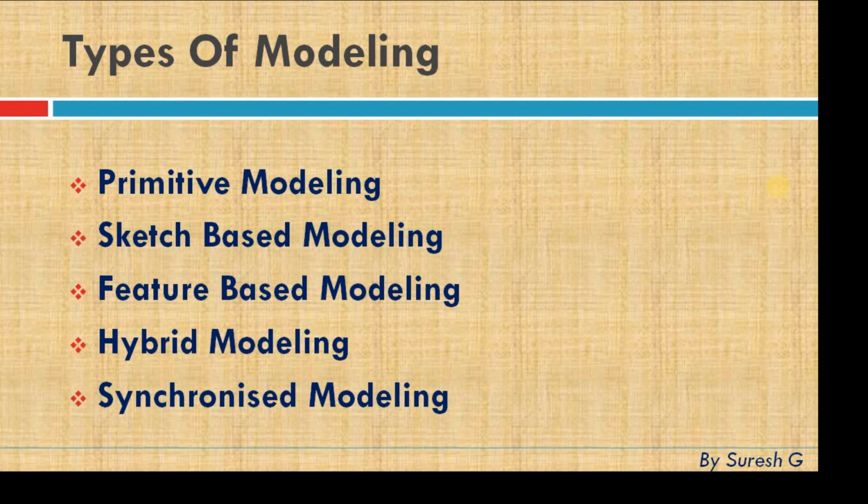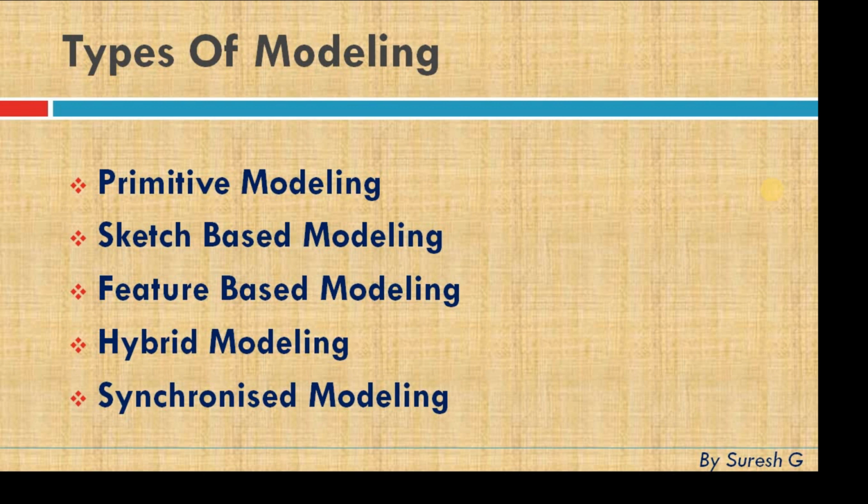We are going to create the model by using a primitive as a base feature. Primitive modeling means block, cylinder, cone, sphere. These are all called primitives. These primitives will be used to create the model as a base feature, and from there we are going to construct our model. And sketch based modeling means we have to create sketches for each and every feature of the model. So that is called sketch based modeling.